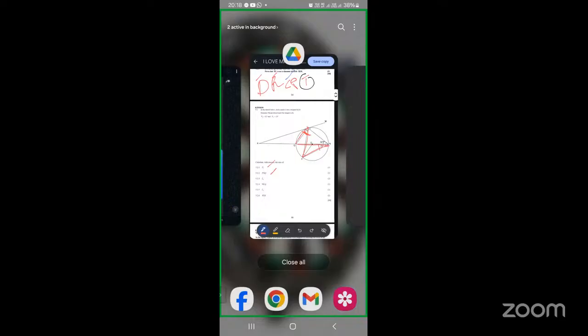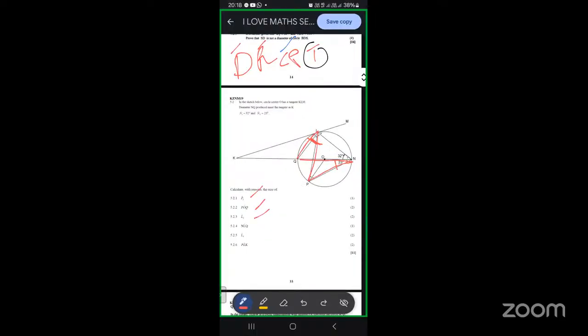Okay, guys, then we are done with 5.2.3. Let's jump into 5.2.4. Now we are required to find the size of angle NLQ. NLQ is this one right here.